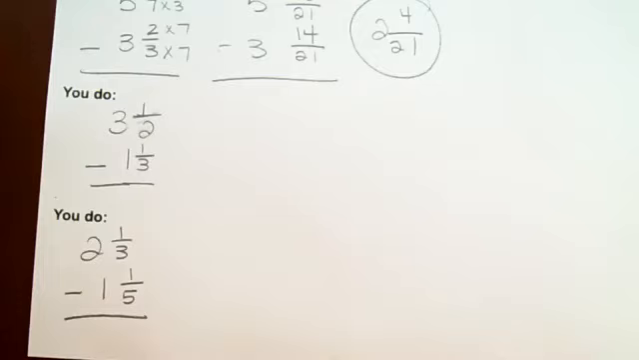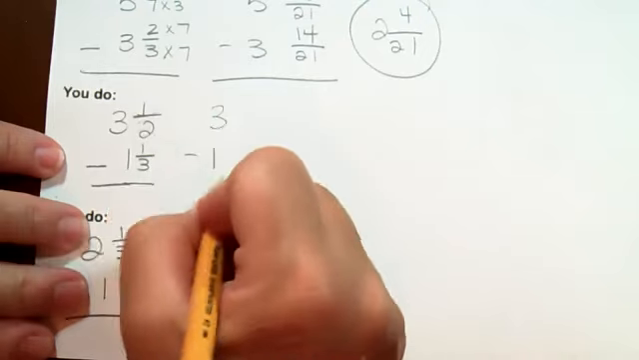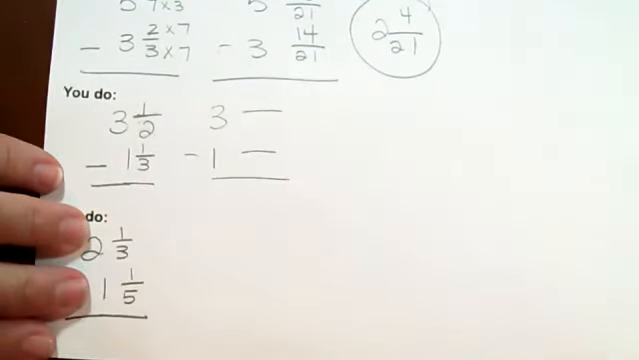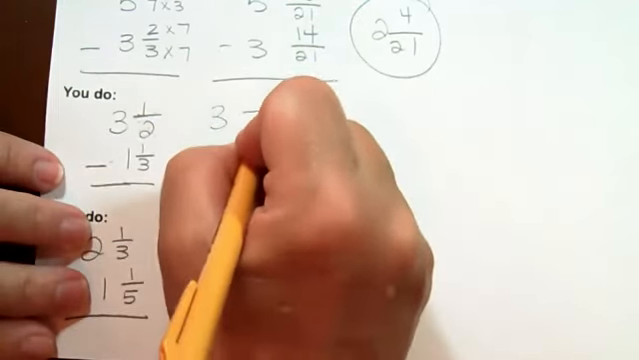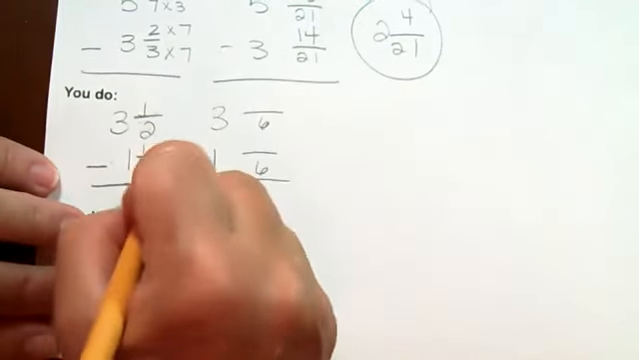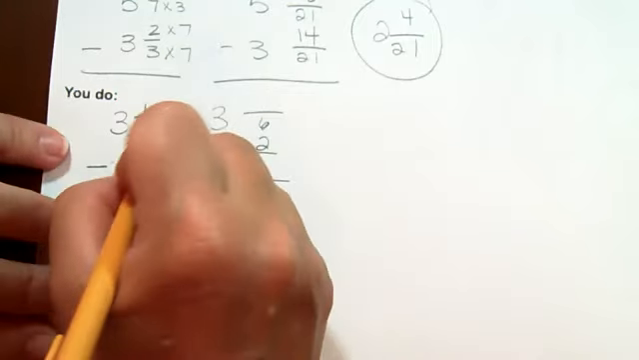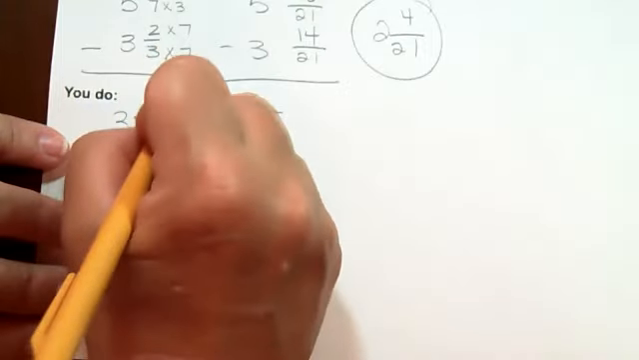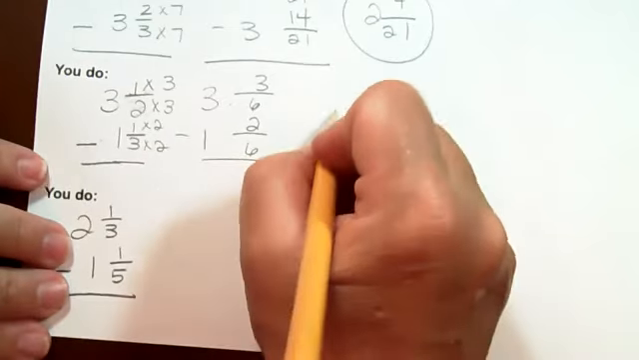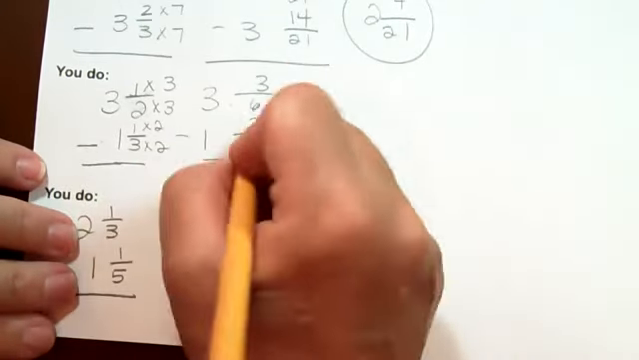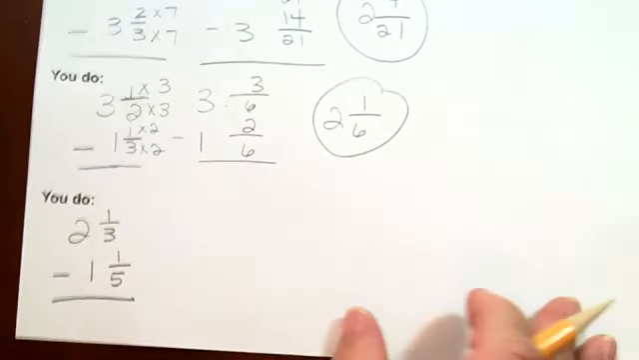All right, let's take a look at these problems. So we've got 3 1/2 minus 1 1/3. And what's our common denominator going to be? We've done this one before, so 3 and 2, the common denominator is 6. 3 times 2 is 6. 1 times 2 is 2. 2 times 3 is 6, and 1 times 3 is 3. 3 minus 1 is 2, and 3 minus 2 is 1 with the common denominator of 6. So 2 1/6 is your answer.